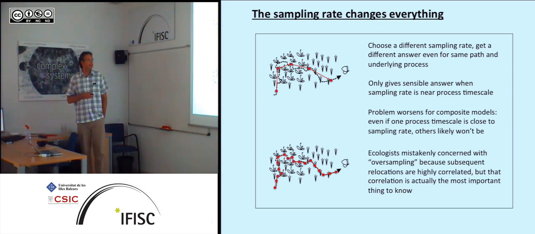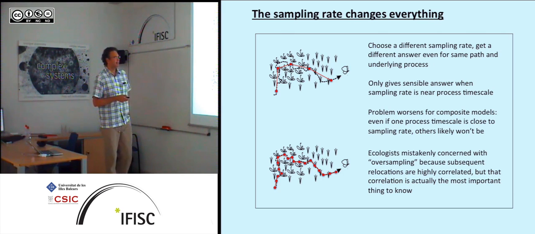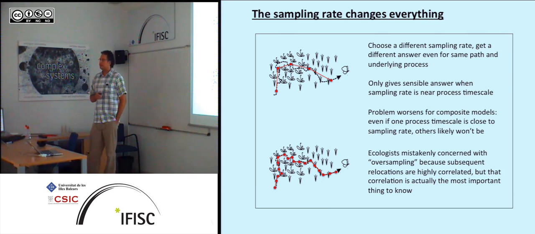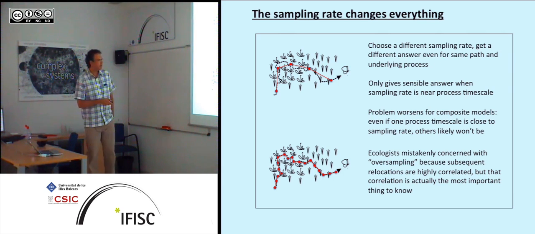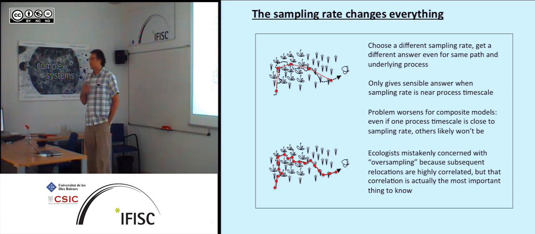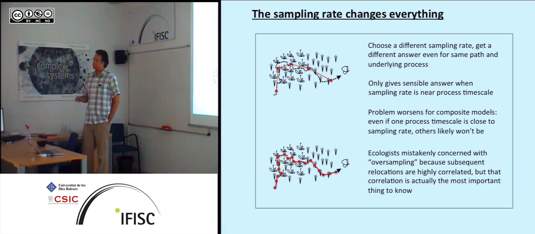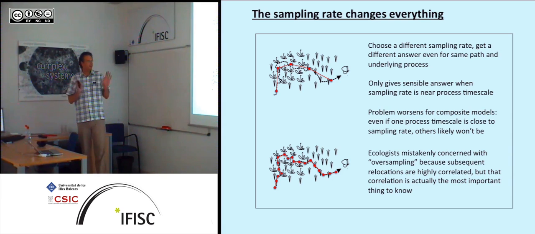And another thing that has to do with sampling, and this is a key misconception, I think, among ecologists, is that ecologists worry about issues like oversampling the path, like having too much resolution in the data, because then the subsequent locations are highly correlated with each other. And ecologists typically learn statistical methods that assume independently and identically distributed observations. And the correlation breaks those assumptions, causes problems. So ecologists say, no, you don't want too much data, you don't want too much correlation.